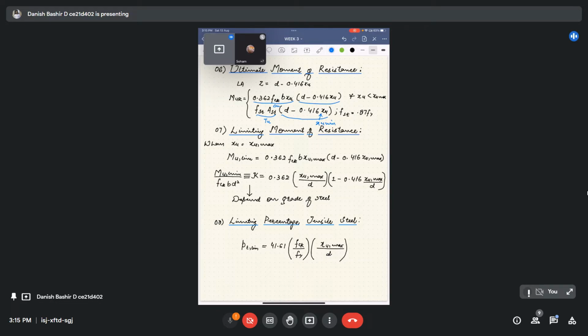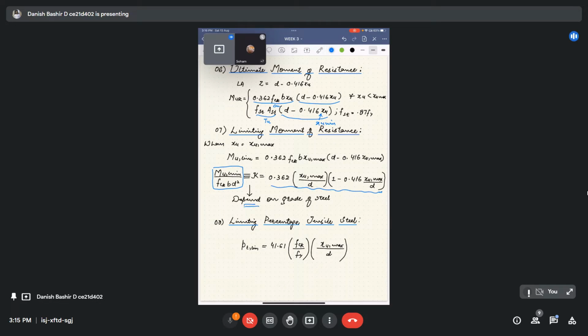Mu limiting is the same formula, but with some rearrangement. The whole equation is divided by fck bd square. Mu limiting divided by fck bd square becomes a dimensionless parameter k, which is given by 0.36 times this term. This parameter only depends upon the grade of the steel. It is independent of the effective depth, and independent of the grade of concrete as well. You can see from this formula, it only depends upon the grade of the steel.